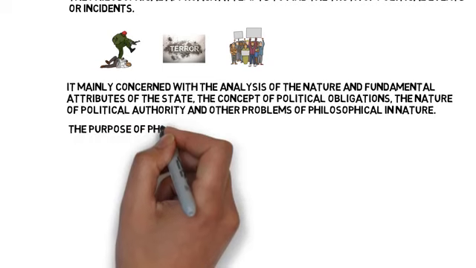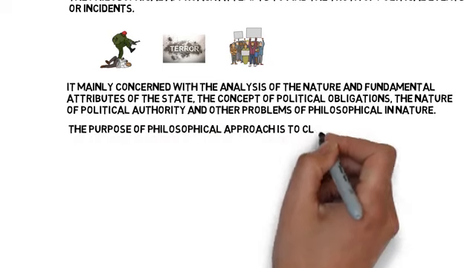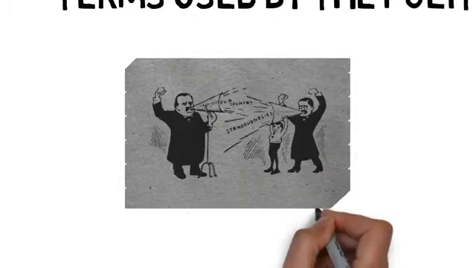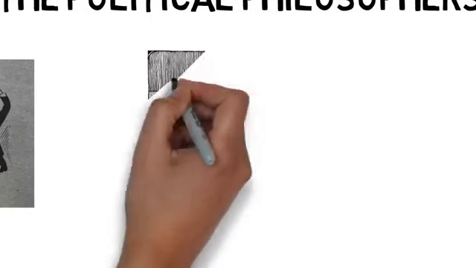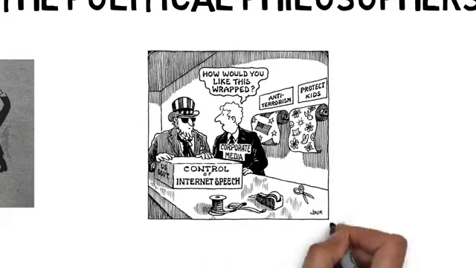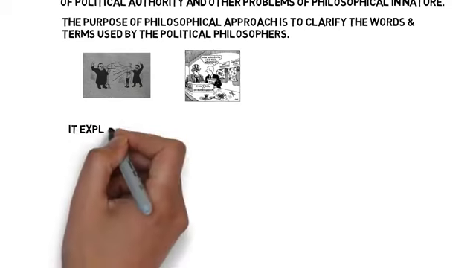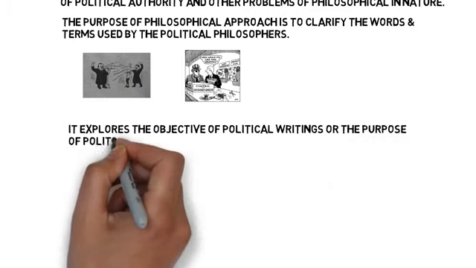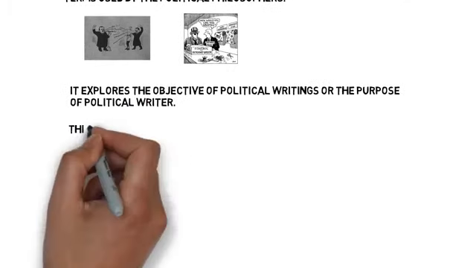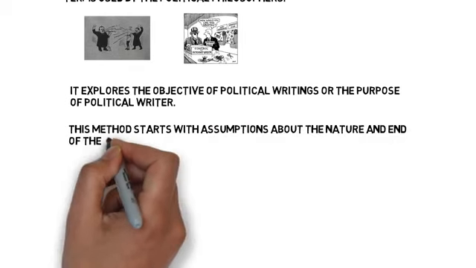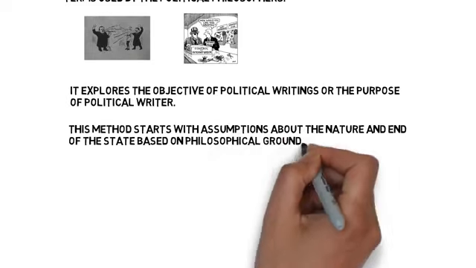Hence, the purpose of the philosophical approach is to clarify the words and the terms used by the political philosophers, because the terms spoken by the political philosophers have a deep meaning for the society and by and large to the people or the community. It also explores the objectives of political writings or the purpose of the political writer. And at last, this method starts with assumptions about the nature and end of the state based on philosophical grounds.